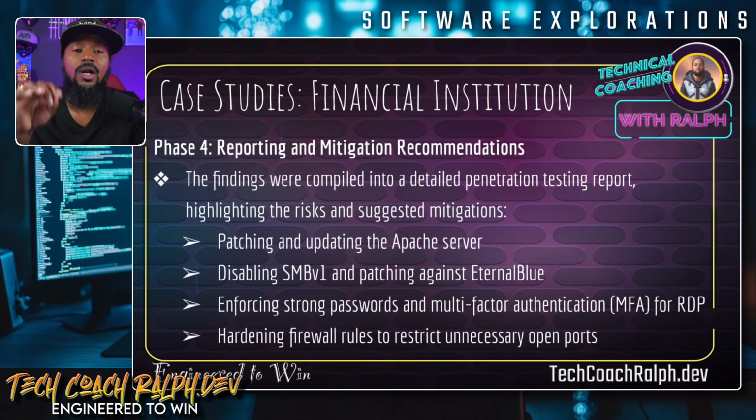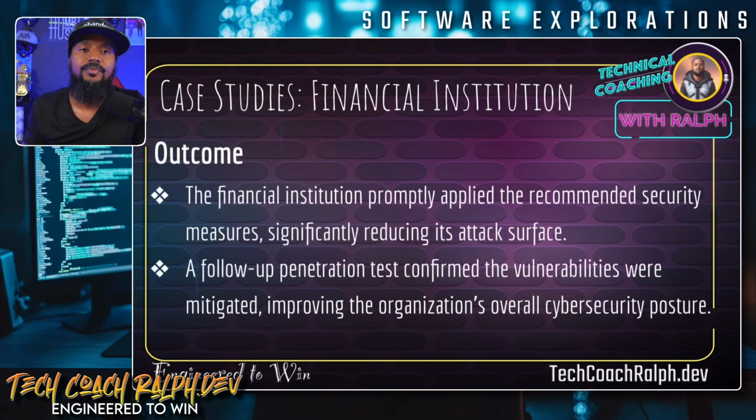So in phase 4, reporting and mitigation recommendations. The findings were compiled into a detailed penetration testing report, highlighting the risks, with suggested mitigations: patching and updating the Apache server, disabling SMBv1 and patching against EternalBlue, enforcing strong passwords and multi-factor authentication (MFA) for RDP, and hardening firewall rules to restrict unnecessary open ports. 100%.